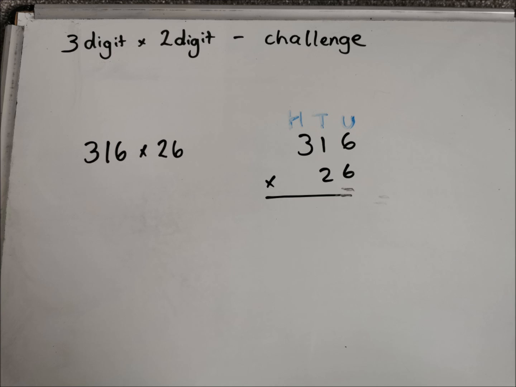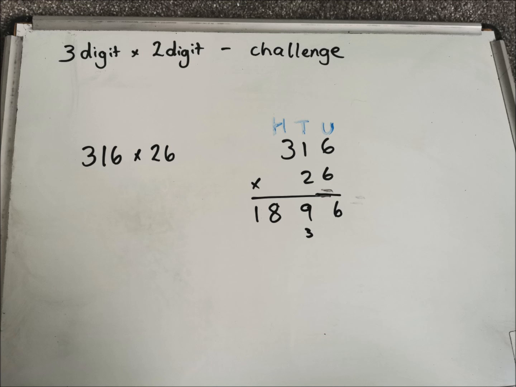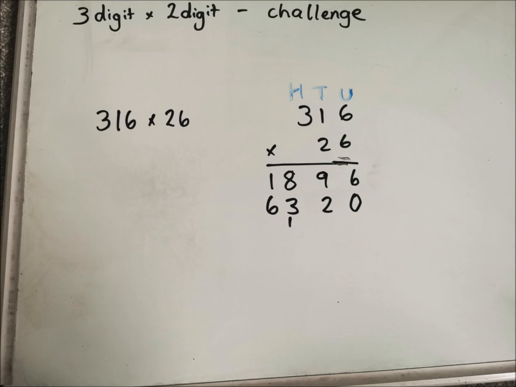We do the first line first, which would be 316 times 6. So we do 6 times 6, which is 36, carry the 3 underneath. 6 times 1, which is 6, add on the 3, which becomes 9 in our tens column, and then we do 6 times 3, which is 18, and we make a thousands column for that answer. We then do the exact same method as before, where we put a 0 placeholder in the units column so that we can multiply by 2.